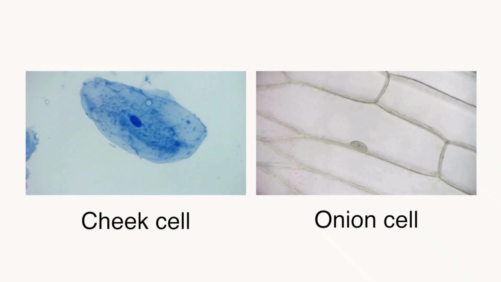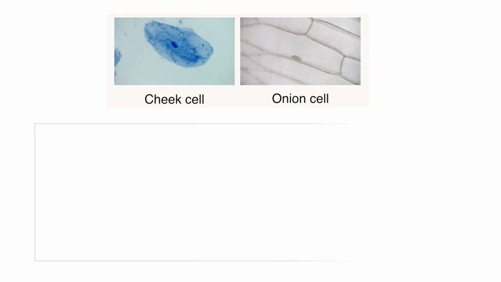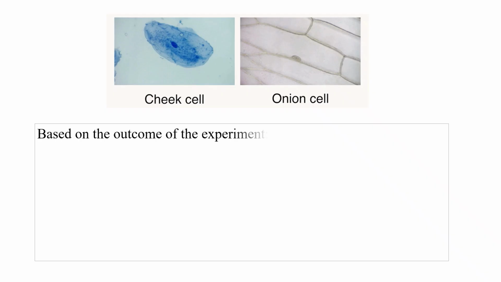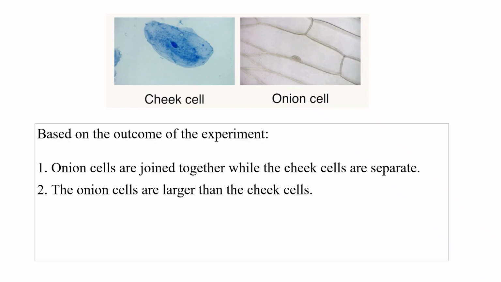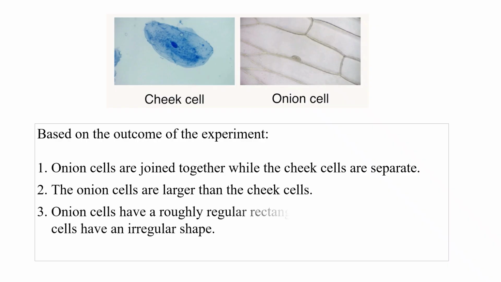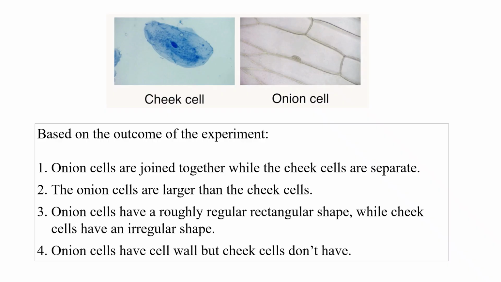So let's now compare the two cells. This is the cheek cell and the onion cell. So based on the outcome of the experiment, onion cells are joined together while the cheek cells are separated. The onion cells are larger than the cheek cells. Onion cells have a roughly rectangular shape while cheek cells have an irregular shape. And onion cells have cell wall, but cheek cells don't.